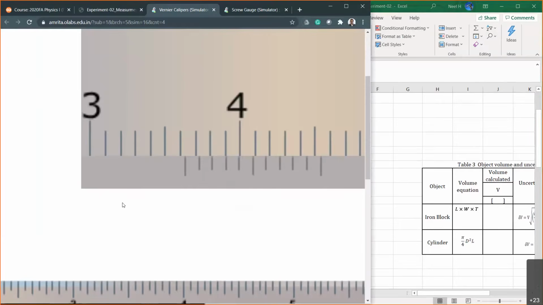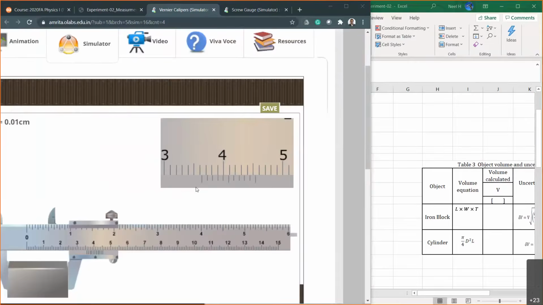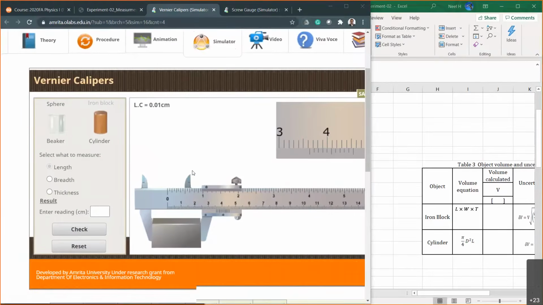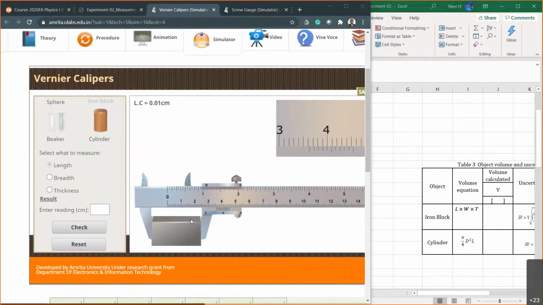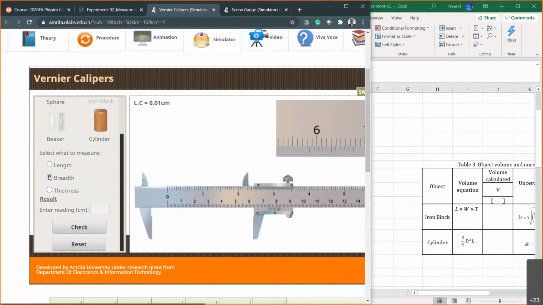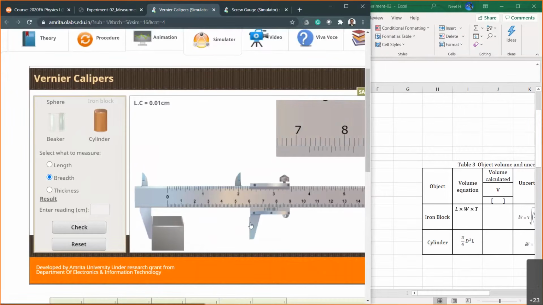All right. So now you know how to measure that. Let's measure the other dimensions. This is a 3-dimensional object, so we'd like to measure the other 2 dimensions, the width and thickness. For the width, you click right here. That's the width, okay. And the same thing, click and drag out the jaw until it connects, and then you read this number, right?